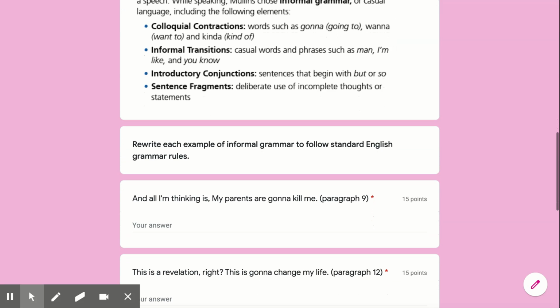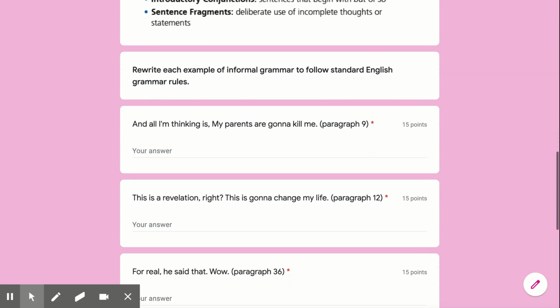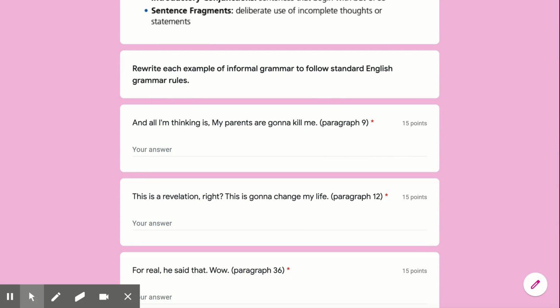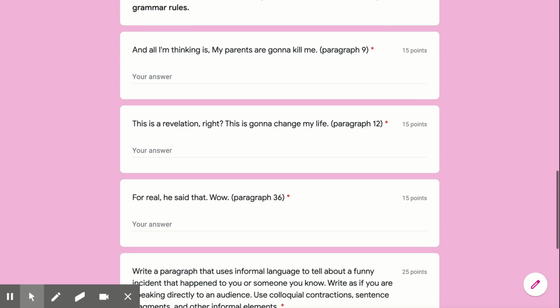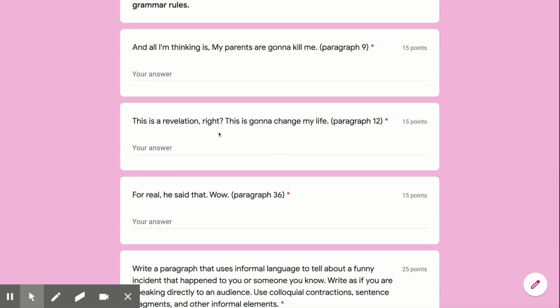First thing, we're going to rewrite each example of informal grammar to follow standard English grammar rules. That means you're going to rewrite these 3 sentences how you're normally supposed to write. We'll do the first one together. "And all I'm thinking is, my parents are gonna kill me." That came from paragraph 9 when Amy was in 2nd grade and broke her leg doing the twist in music class.